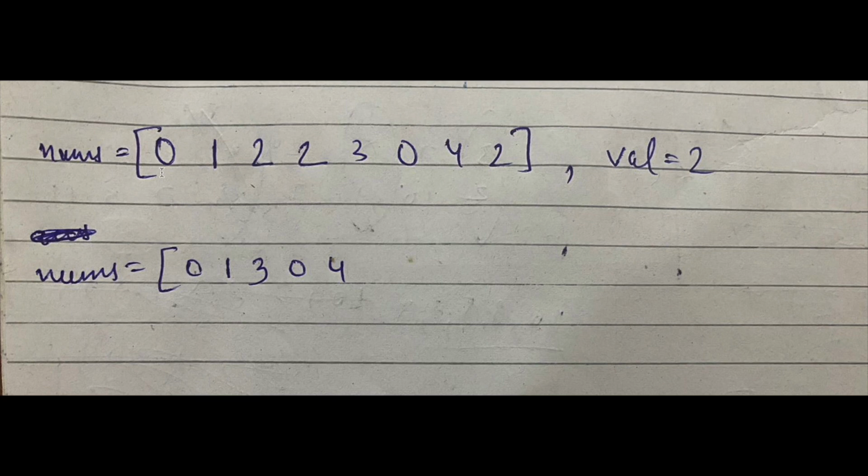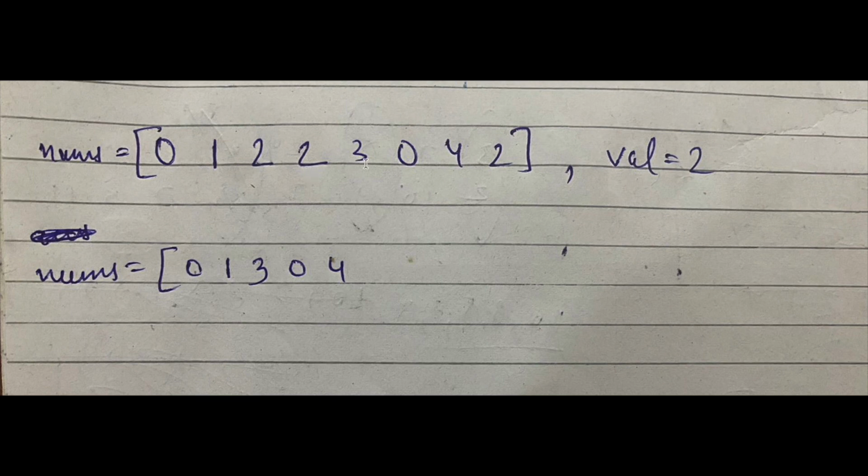So initially counter will be 0, and we start iterating with i equals 0. This 0 is not equal to 2, so we will place this 0 element at the 0th index. Then we'll move to i equals 1, and counter will also be 1. Here 1 is not equal to 2, so 1 will be placed at the counter position. Then i moves to 2, and counter also moves to 2. But 2 is equal to 2, so nothing will happen. Then i moves to 3, 2 is equal to 2, so nothing will happen.